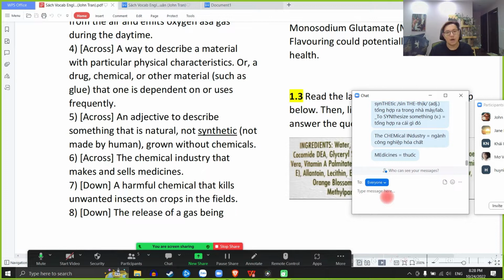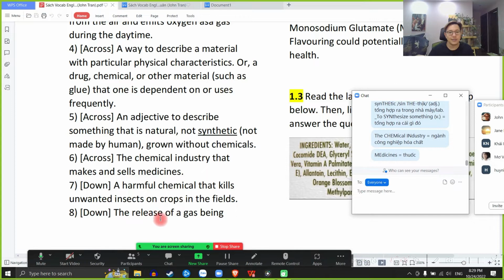Number 7, down. A harmful chemical that kills unwanted insects on crops in the fields. Một cái hóa chất độc hại mà nó giết đi những con côn trùng không mong muốn trên những cây trồng ở trên cánh đồng.